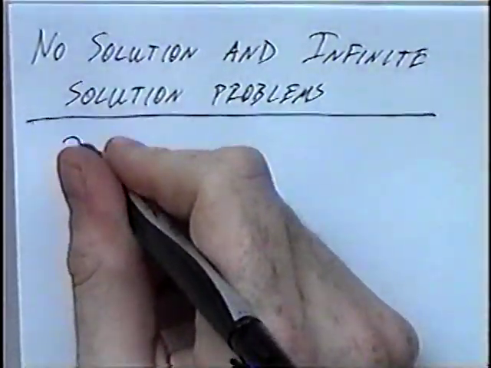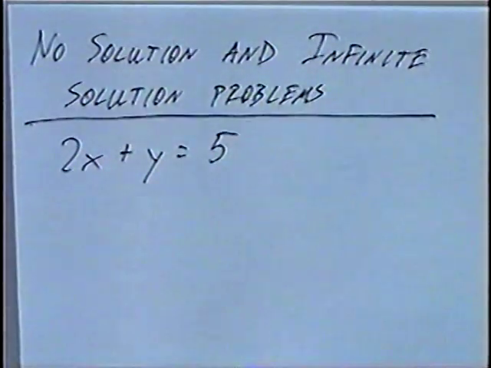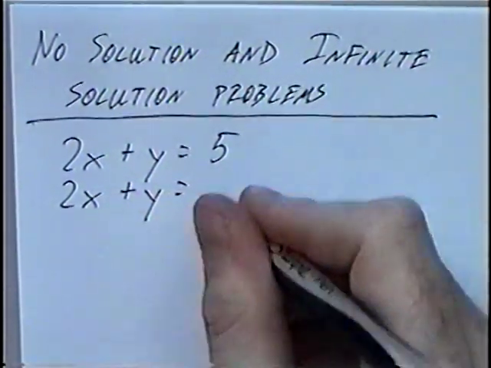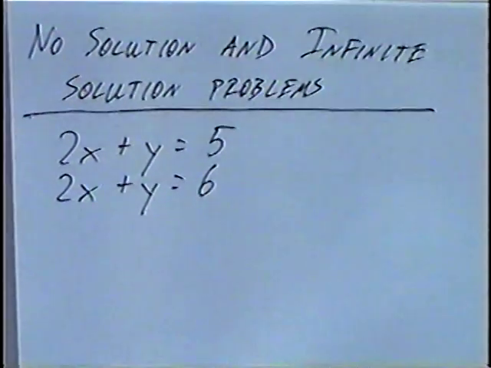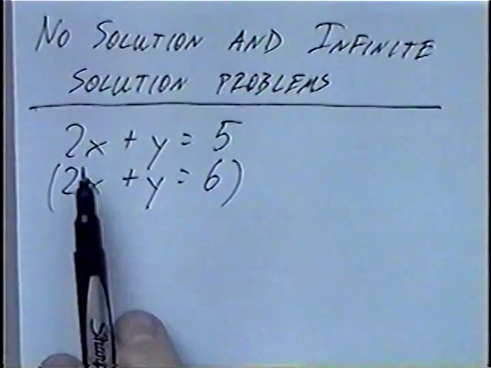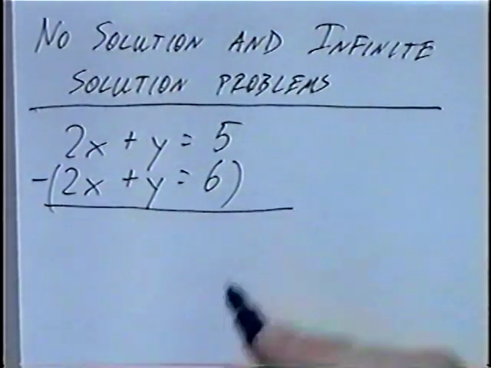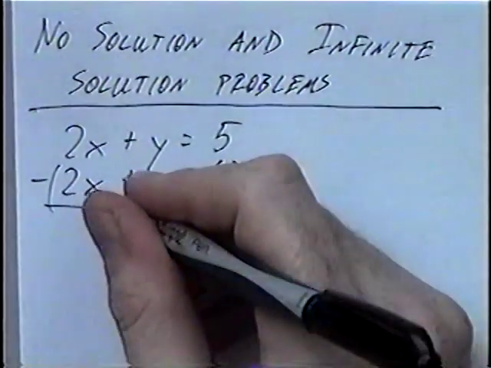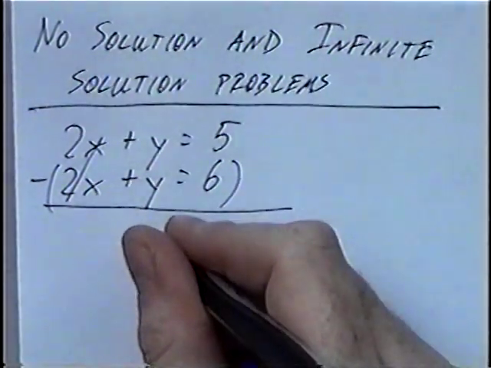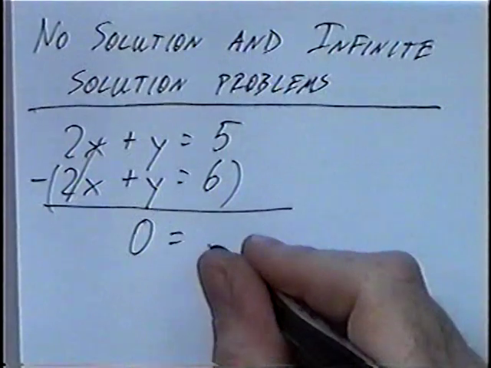First question is 2x plus y equals 5. And second question, 2x plus y equals 6. To solve this question using elimination, if we have 2x and 2x, we can subtract those to cancel out the x's. So 2x minus 2x would cancel. Y minus y would also cancel or be 0. And 5 minus 6 would be negative 1.